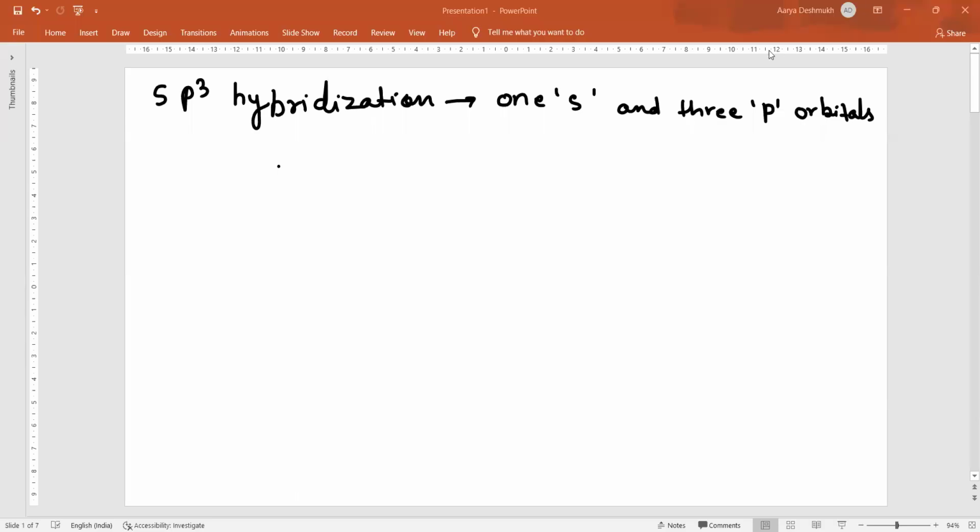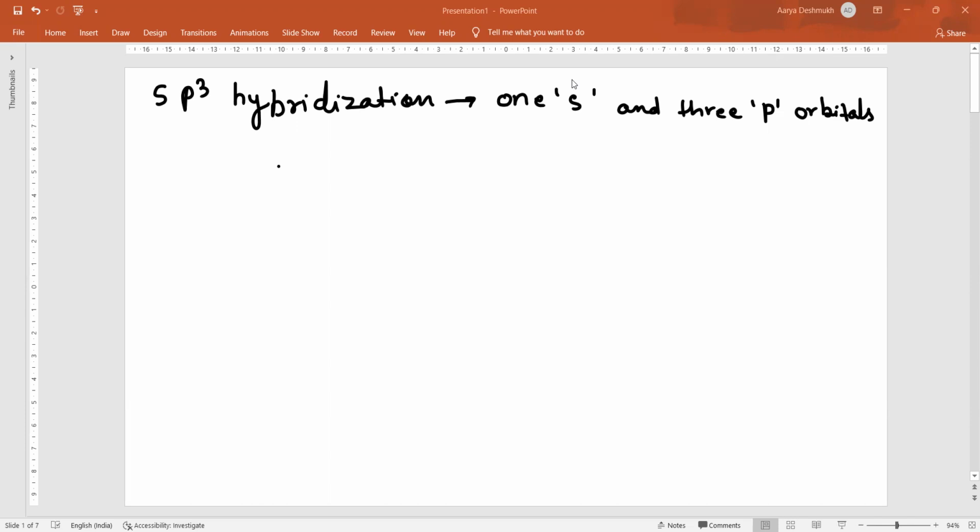Let us start with hybridization. First, we'll talk about sp3 type of hybridization. There are three different types of hybridization: sp3, sp2, and sp. So we'll start first with sp3 hybridization.